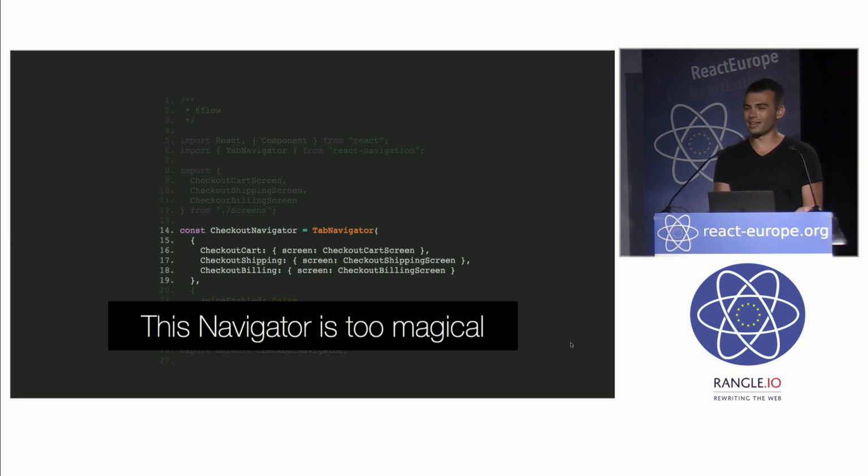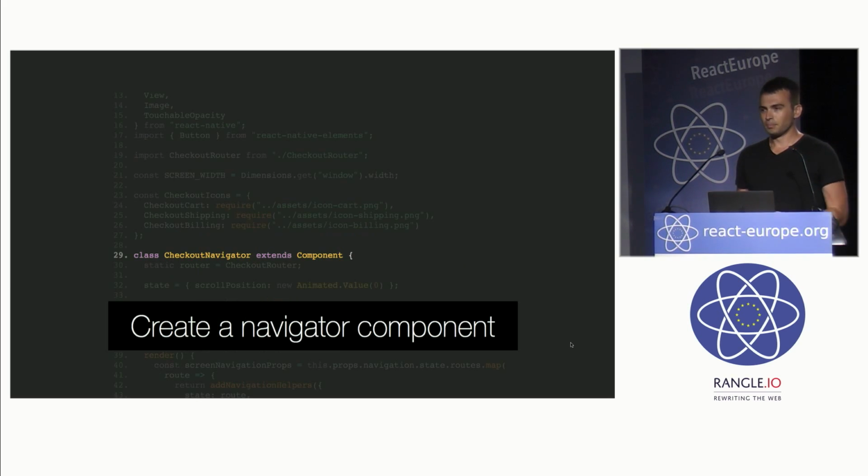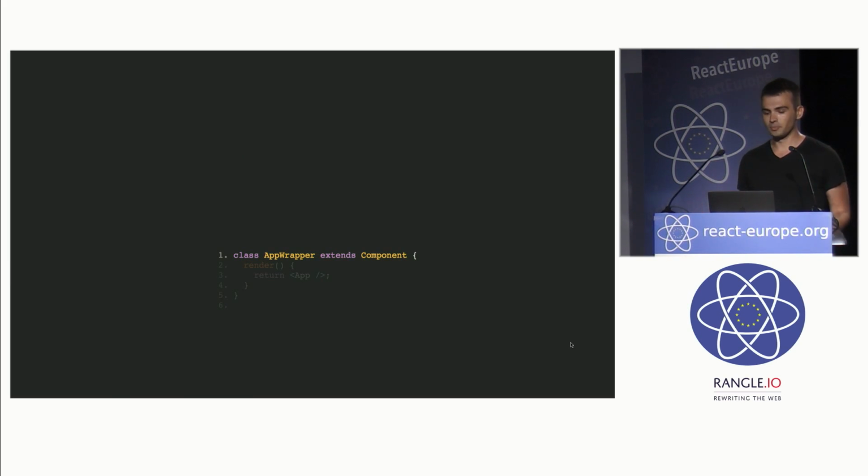So this navigator that we're using as our tab navigator for the different tabs, it's a little too magical. It's kind of like a higher order component with several different screens. So instead of this super magical higher order component, we're going to want to render our own navigator component. We're going to want to define it ourselves. But we don't quite understand what a navigator component is, so let's take a step back for a second. Let's pretend we are rendering a navigator as if we're an app wrapper.